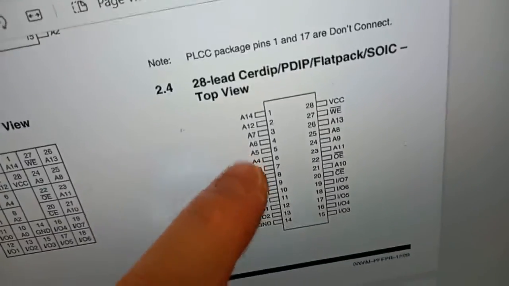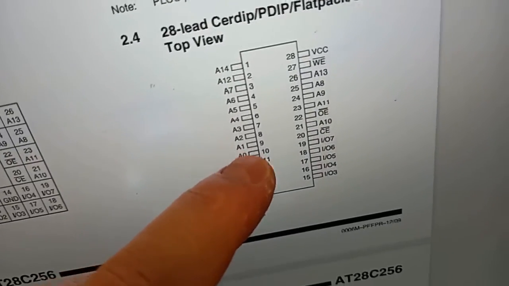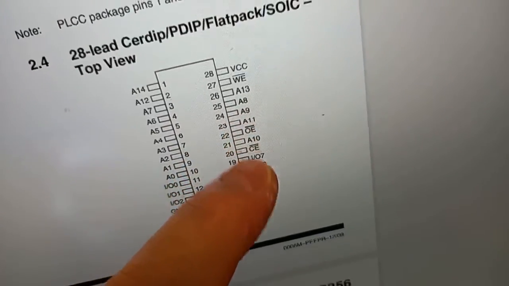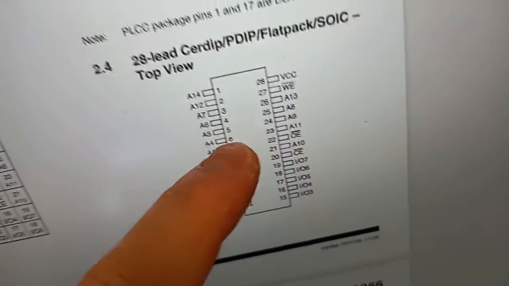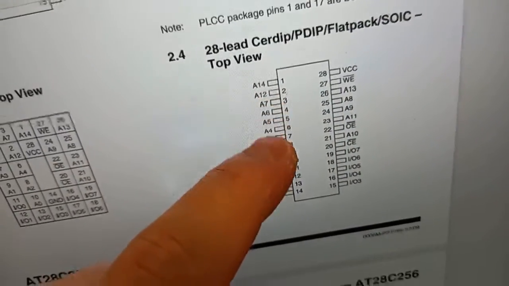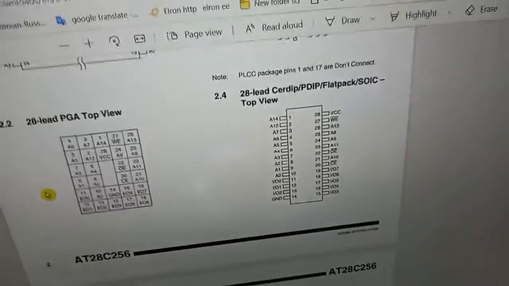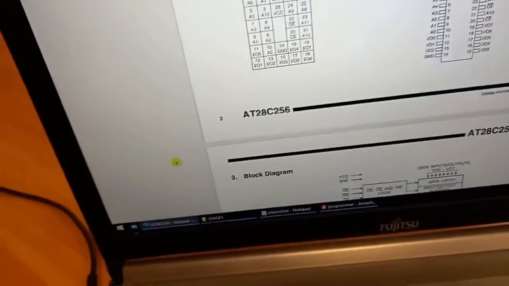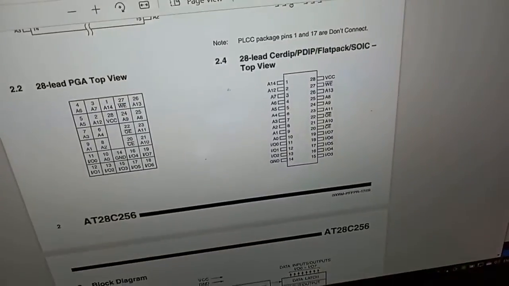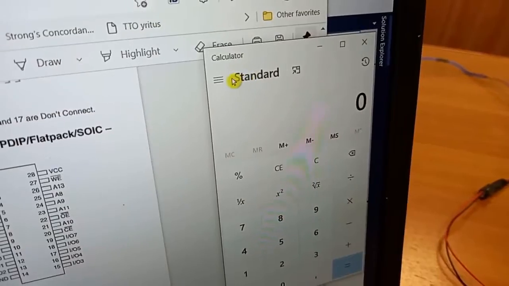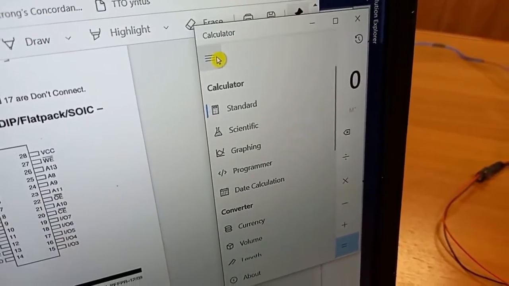You see, we have address legs starting with A0, A1, A2, A3. Some of them come here, A8, A9, and so on, A10. Here we have the last one, A14. That means from A0 to A14 we have 15 address legs. Each one can be either 1 or 0. You can see from my first video what it means: it can have voltage or not, 1 or 0.